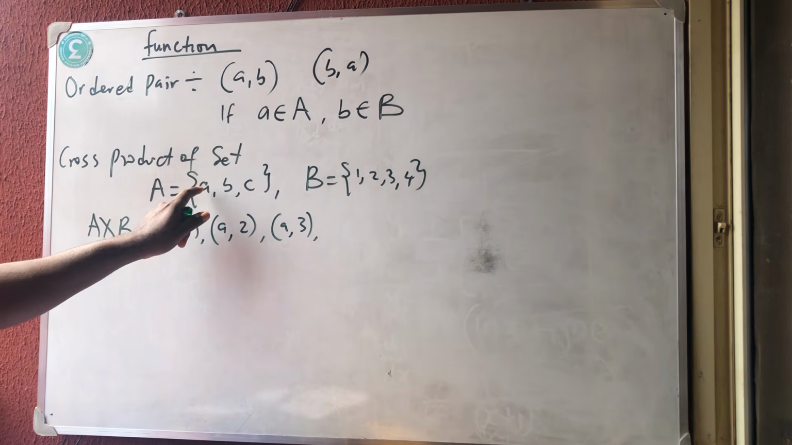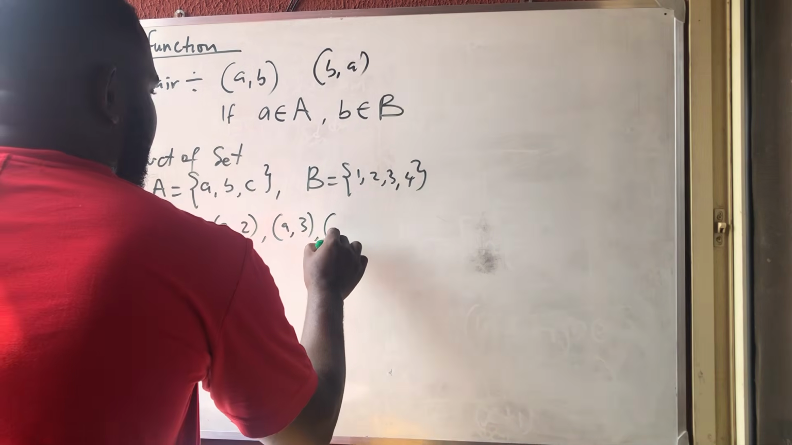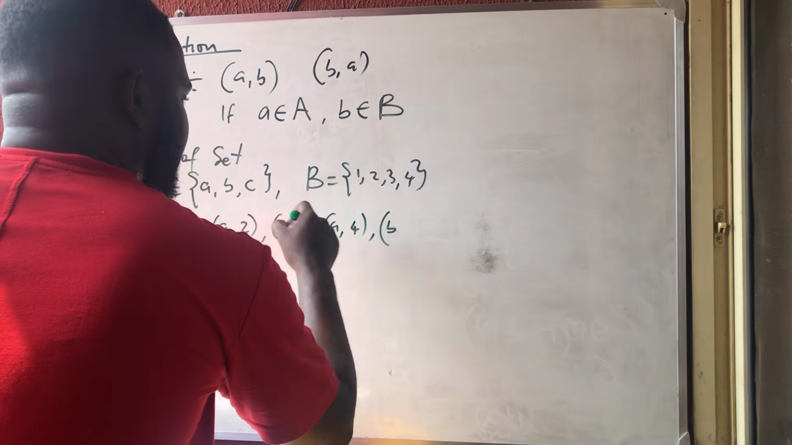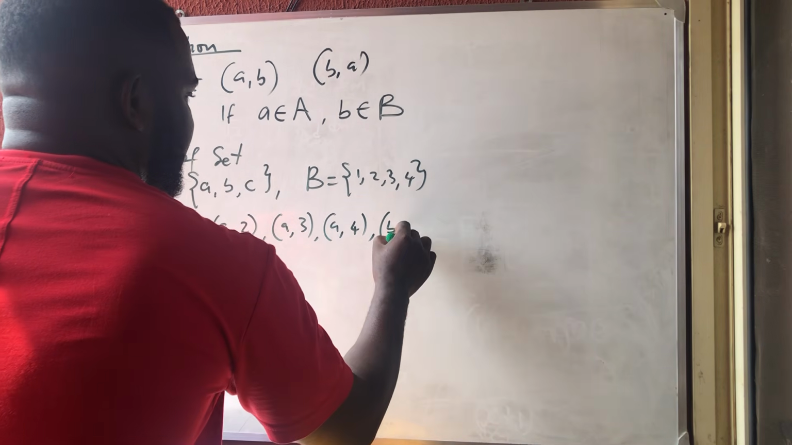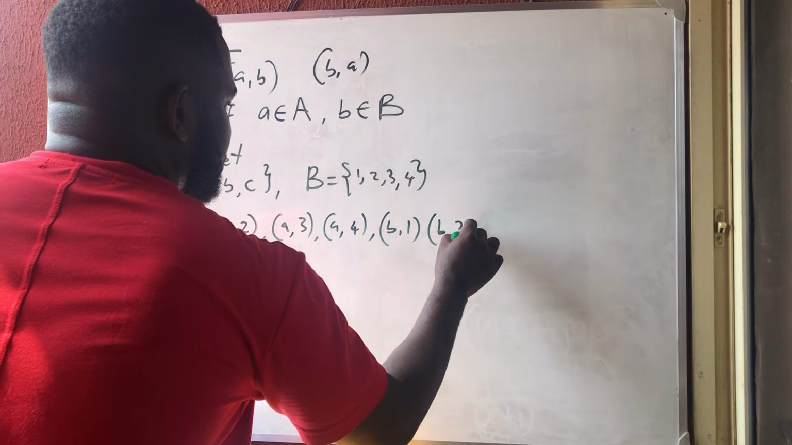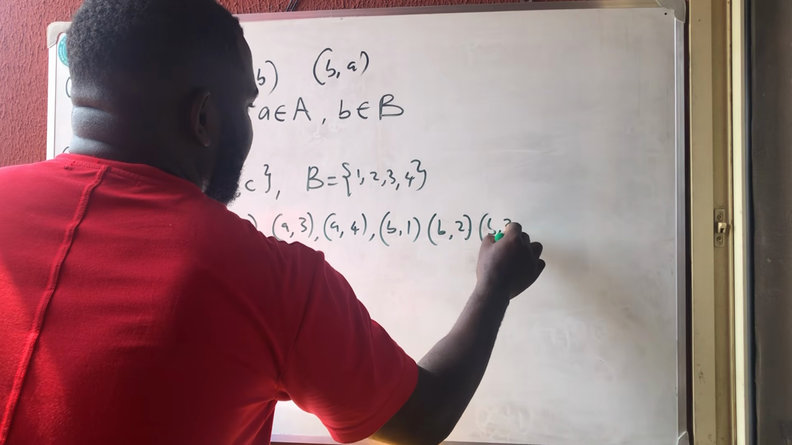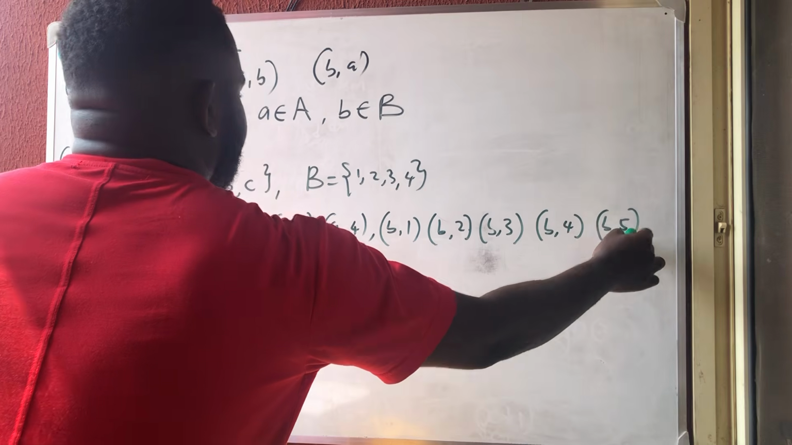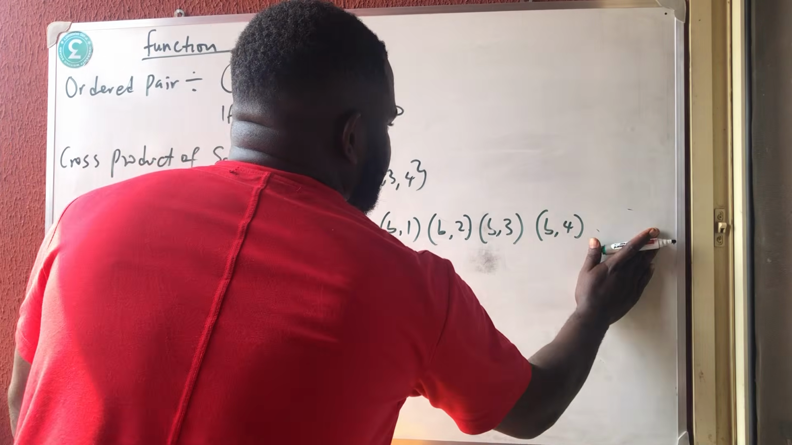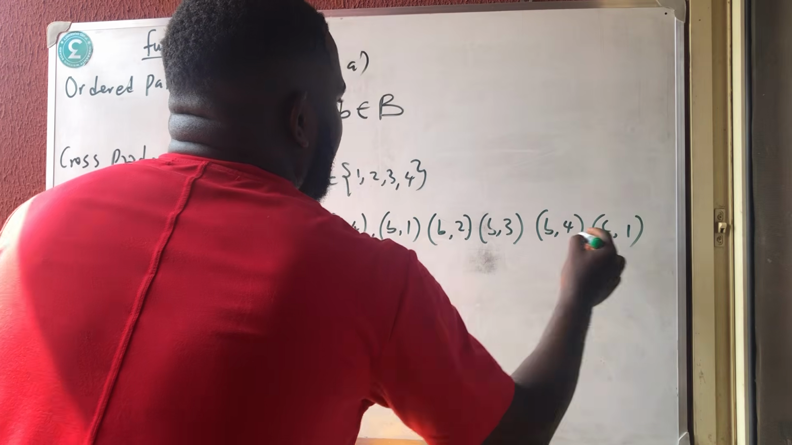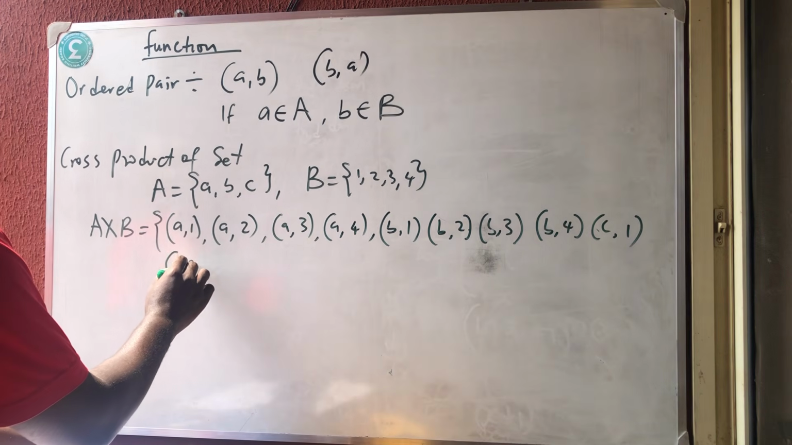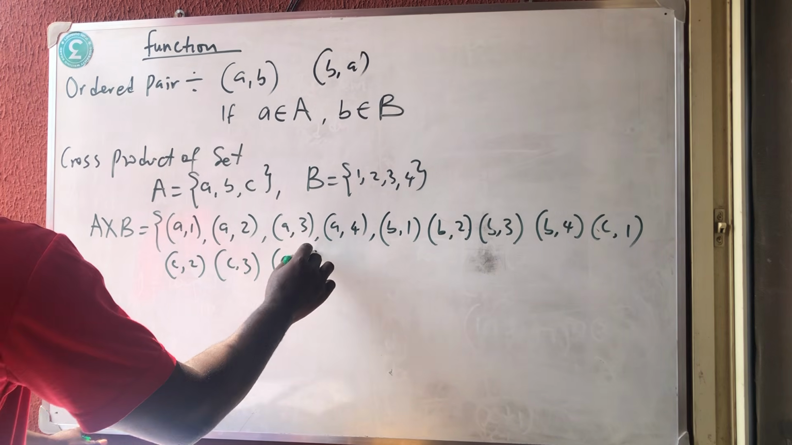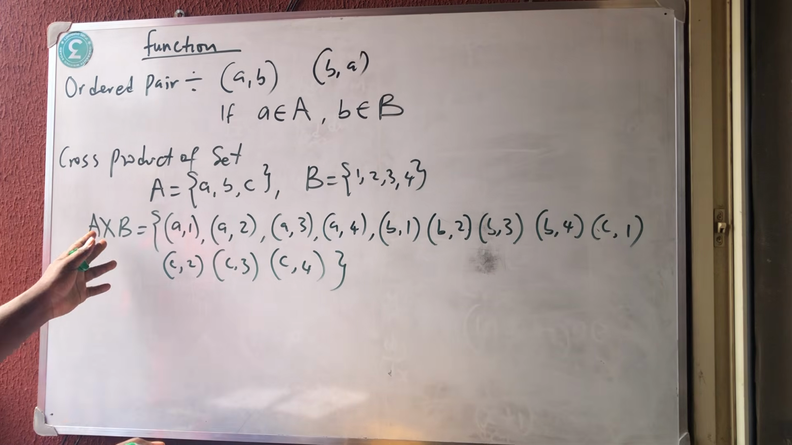You see the one I'm picking? The first element is coming from here, then merge it with the other elements. Then the next one is A and 4. I'm done with this, so I'm going to the next element, B: B and 1, B and 2, B and 3, B and 4. Then C and 1, C and 2, C and 3, C and 4. So this is called A cross B.